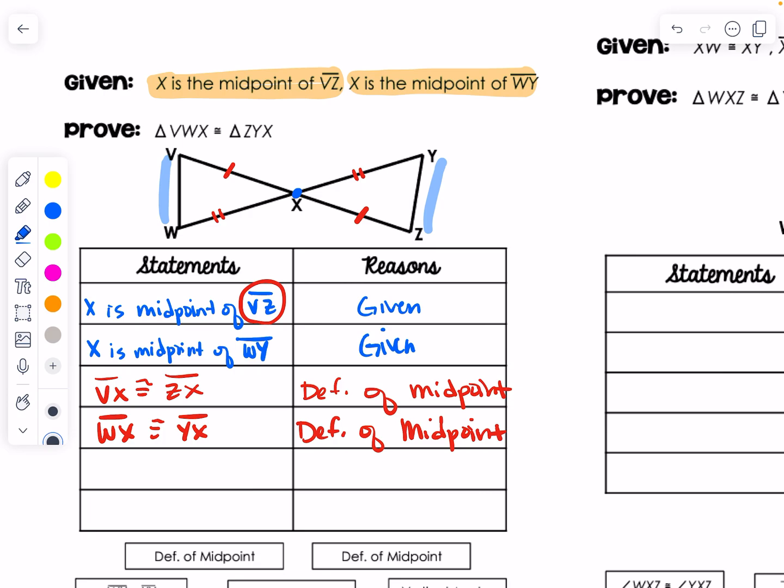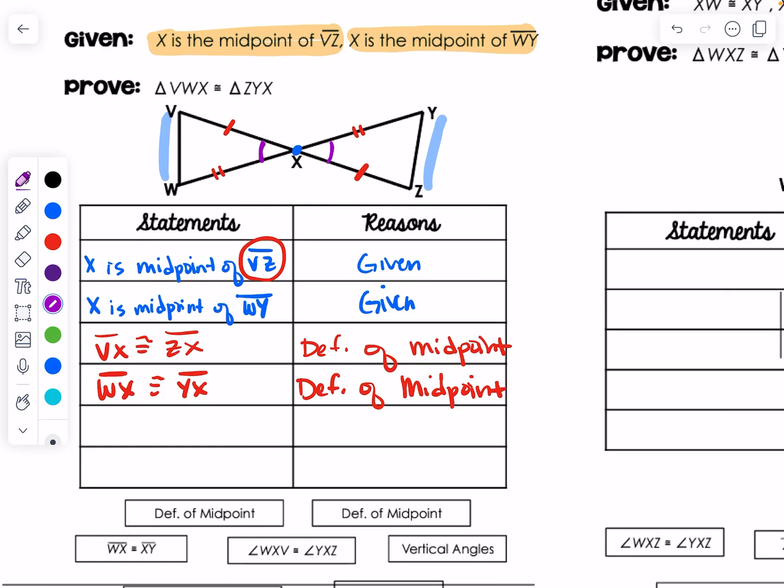I don't know anything about these sides. Actually, I can see that I know something about this angle right here and this angle right here. And when those two triangles are touching, the existence of potential vertical angles exists, and that's what that is. Please remember that you cannot use angle X because angle X could be 4 different angles. So I'm going to say angle VXW is congruent to ZXY, and that's because they are vertical angles.